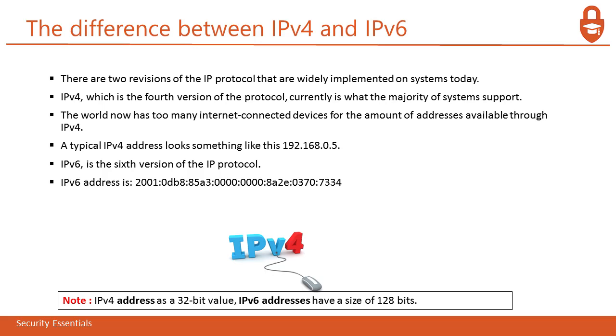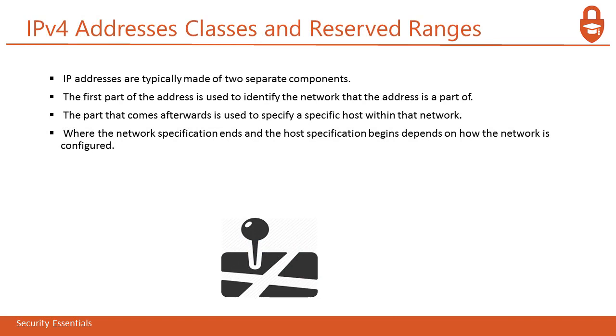Next is IPv4 address classes and reserved ranges. So the IP addresses are typically made of two separate components. The first part of the address is used to identify the network that the address is a part of. And the part that comes after this is used to specify a specific host within that network.